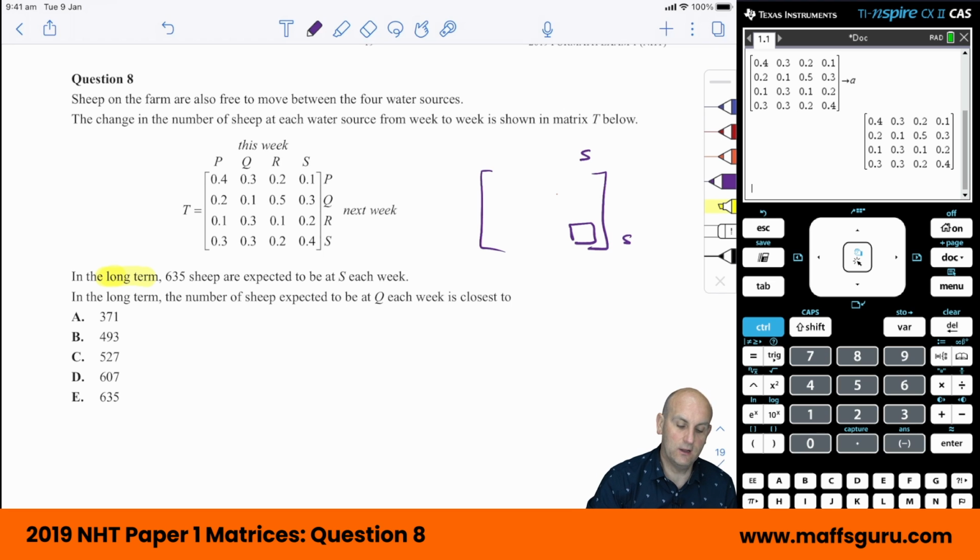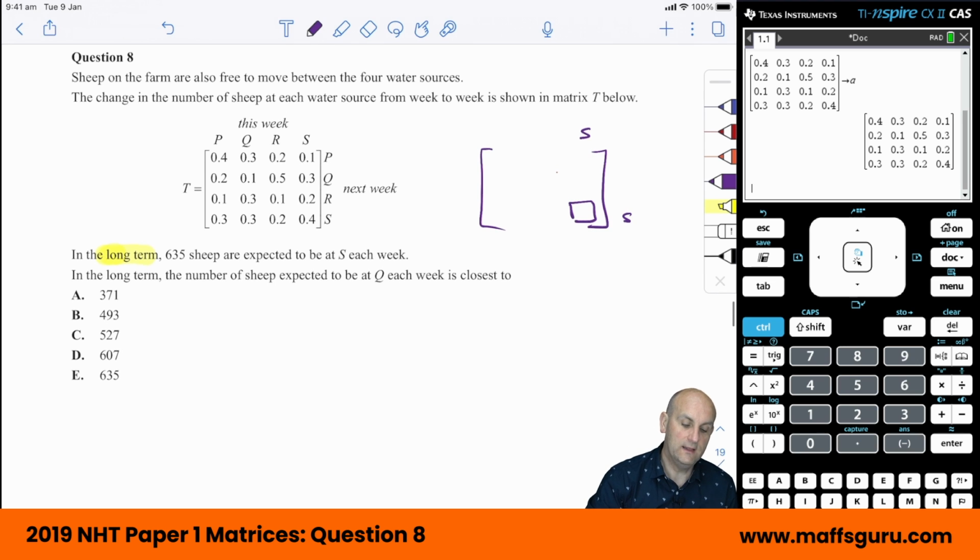All right, so in the long term, the number of sheep expected to be at Q each week is closest to... All right, here we go. So in the long term, 635 sheep are expected to be at S. So first thing I'm going to do is long term means raise this to a high power. So if you see on my calculator, I've already put in my matrix. I'm going to call it A, and I'm going to raise it to the power of 50.